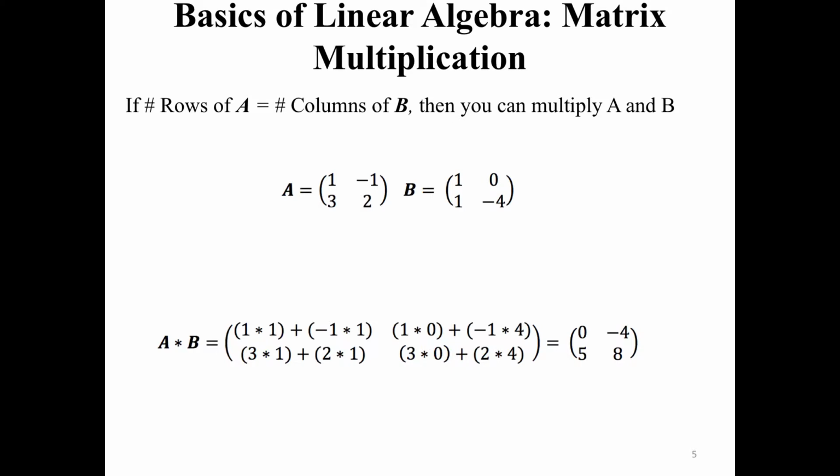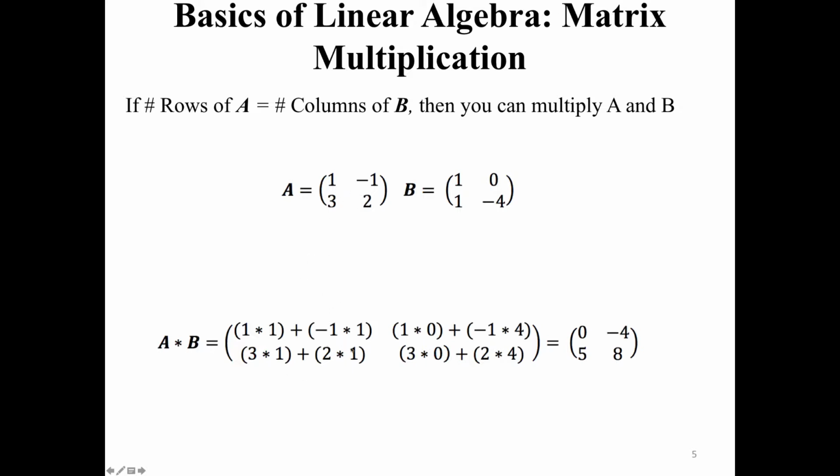Now, next thing we're going to do is talk about matrix multiplication. So, we have matrix A, we have matrix B. You can do matrix multiplication whenever the number of columns of the matrix on the left is equal to the number of rows in the matrix on the right. Okay, so let's see. Matrix A has two columns, matrix B has two rows. Good, we're all set. We can do matrix multiplication.